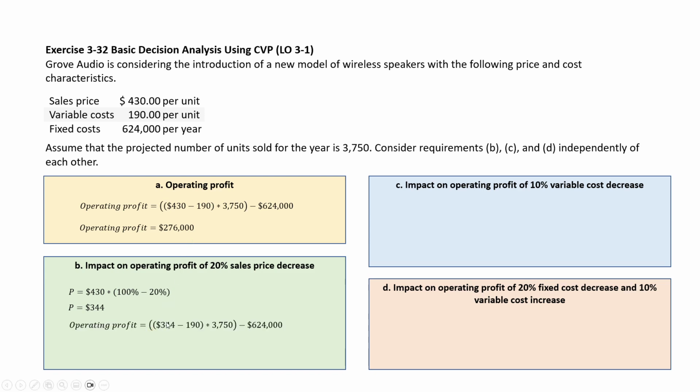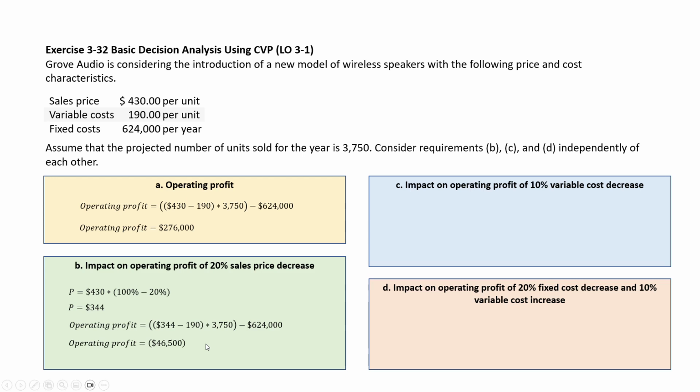Similar to what I did before, selling price now is $344 minus the original variable cost of $190, meaning each unit now is only contributing $154. Times the 3,750 gets us the new total contribution margin dollars, minus the fixed cost of $624,000, means we're no longer earning a profit, we're earning a loss of $46,500.